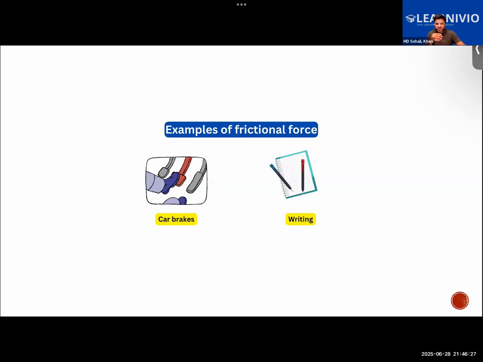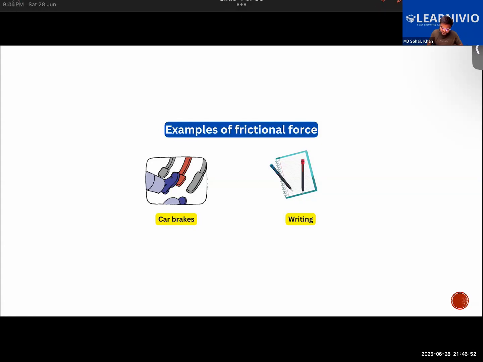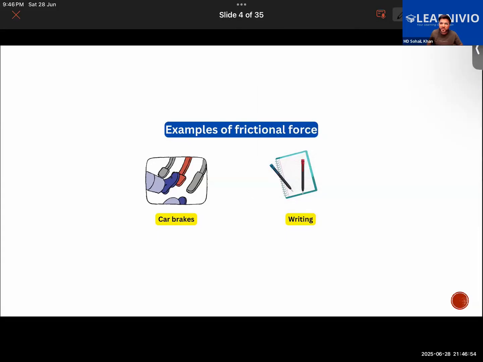So in our day-to-day life, no matter what kind of task we are doing, there's involvement of friction almost everywhere, right? Can you guys give some particular examples of frictional force other than writing and the car brake? Sir, walking. Okay, swimming. Walking and swimming. Yeah, good.